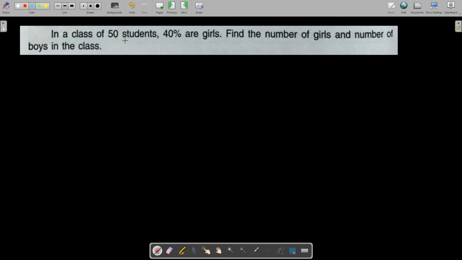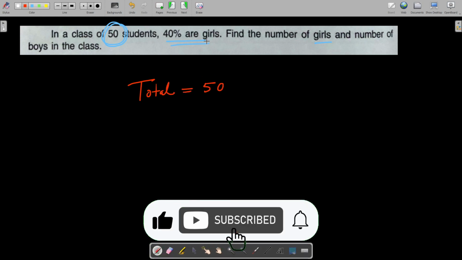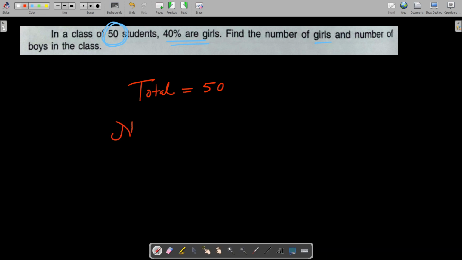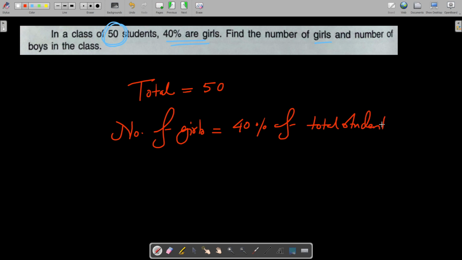It is given that in a class of 50 students, 40% are girls. Find the number of girls and the number of boys in the class. So what is the total number of students? The total number of students is 50. Now 40% are girls. So can I write it like this? Number of girls is equal to what? 40% of total students. So that will become 40 percent of 50. Now it's very easy to convert. We already learned how to do this.